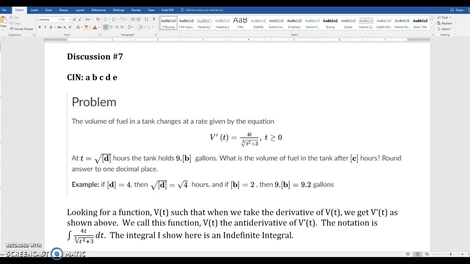Folks, here we are in week 7. Welcome to your discussion post. Please have your calculus identification number ready. And it looks like there are 3 spots, your B, C, and D digits, that we'll be using this week.